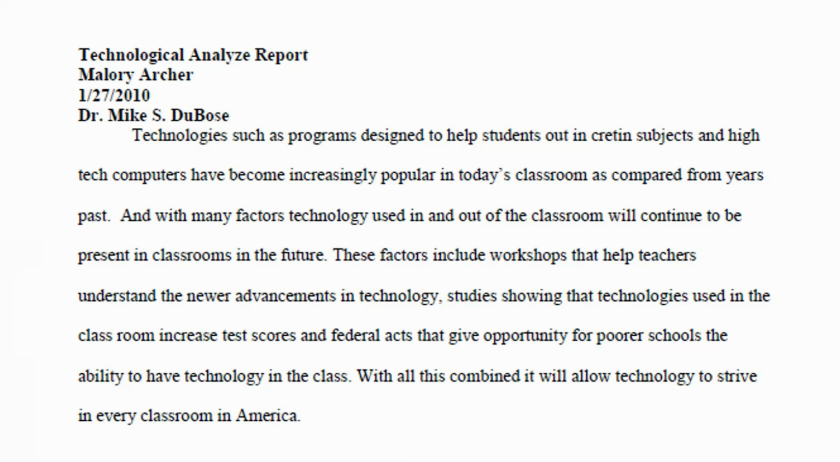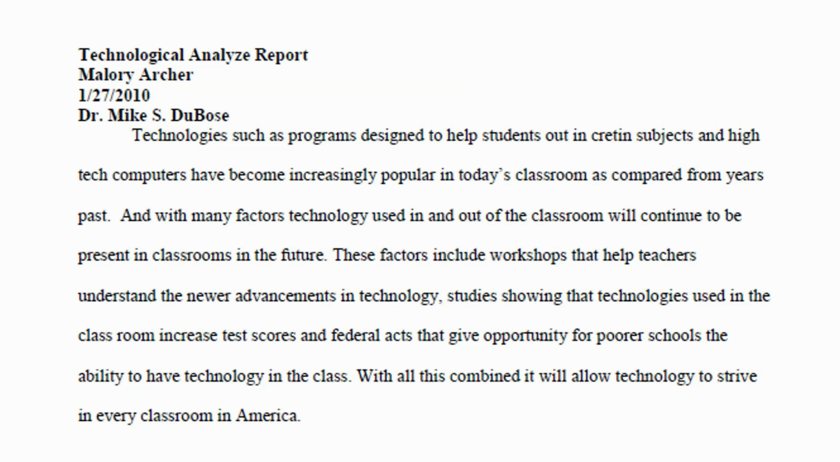Technology such as programs designed to help students out in certain subjects and high-tech computers have become increasingly popular in today's classroom as compared to years past. I don't know what they're talking about here. In the last 5 years, 10 years, 15 years, 70 years, 120 years? Blinding lack of specificity. And with many factors, technology used in and out of the classroom will continue to be present in the classrooms in the future. So there will be technology in the classrooms.